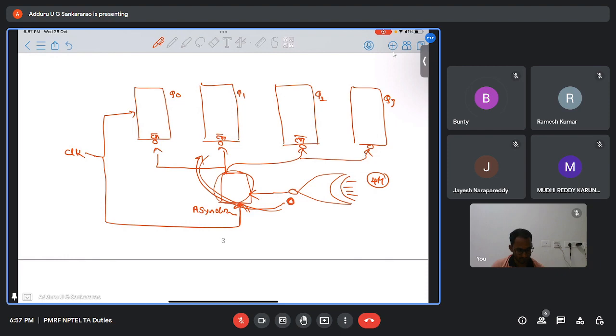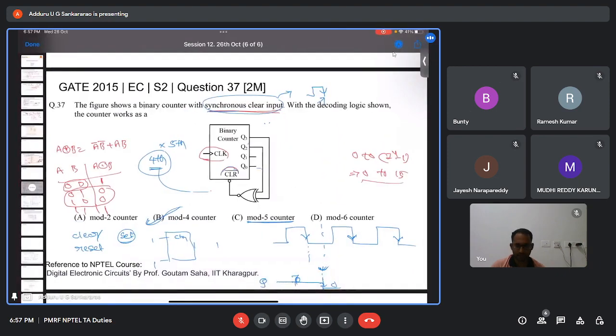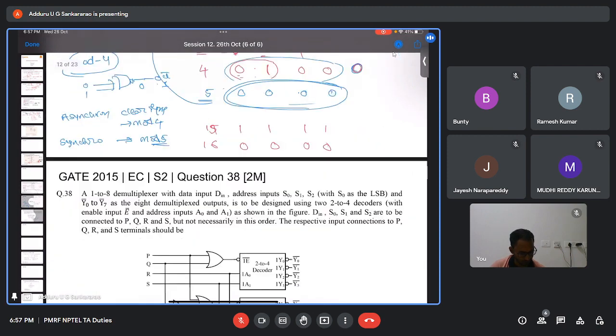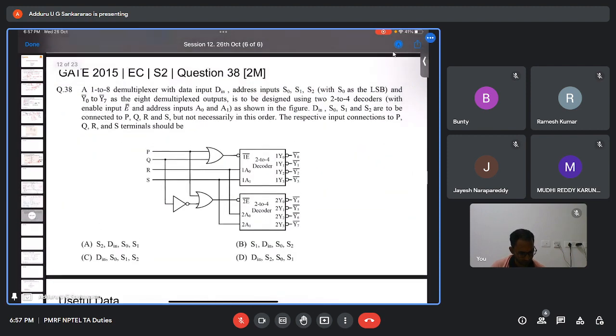Okay, sir. If you draw the entire circuit inside, something like that will be there. You can check maybe in your textbooks, that might also be there. Fine. We will move on to the next question.